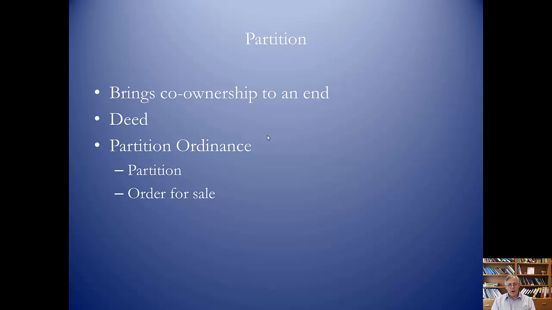If the parties can't agree, then any co-owner has a right to apply to the court under the Partition Ordinance. They can apply for partition, for a physical division of the property between them, or they can apply for an order for sale. That is, they can ask the court that the property be sold, and then the proceeds of sale should be divided between them.